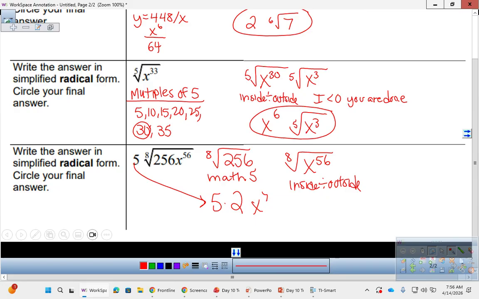And this becomes the multiplication property. The multiplication property says we multiply the numbers in front, we keep the base, we add the exponents. So I'm going to multiply the 5 times the 2, keep the x, and there's no exponents to add, so I'll just keep that as a 7.